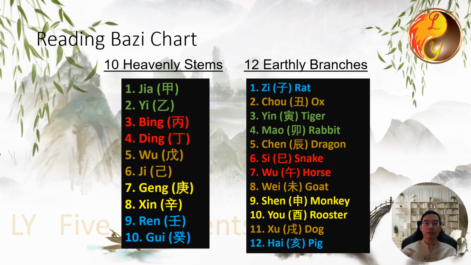The 5 elements, 10 heavenly stems and 12 earthly branches are color-coded. Green represents wood, red represents fire, brown represents earth, gold represents metal, and blue represents water. At this stage, you only need to remember this.